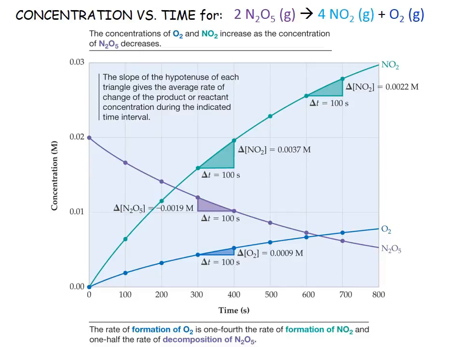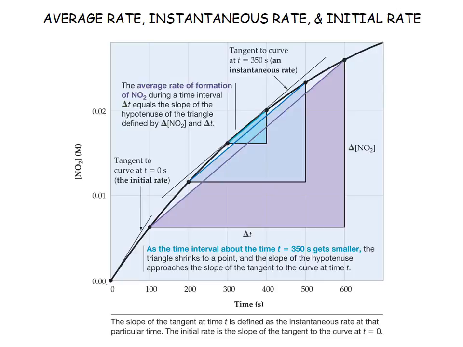Now, next thing I want to talk about, I'm adding in that's just words about what I just told you. Now I'm going to add in this last image before we go on and talk more about this. We're going to talk about what is the difference between an average rate and an instantaneous rate and an initial rate. So they're all rates. They're all change in concentration over change in time, but there are different ways of measuring them, and that's the next thing I want to talk about.